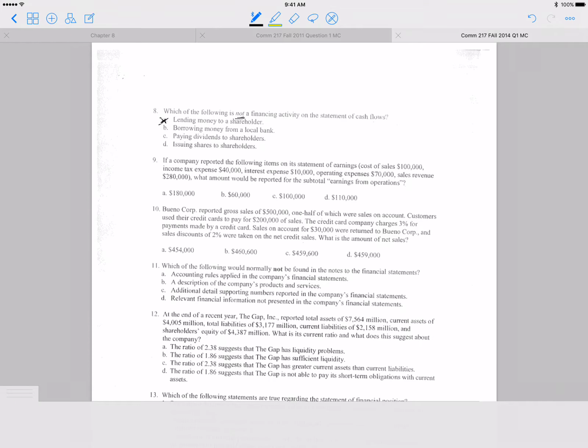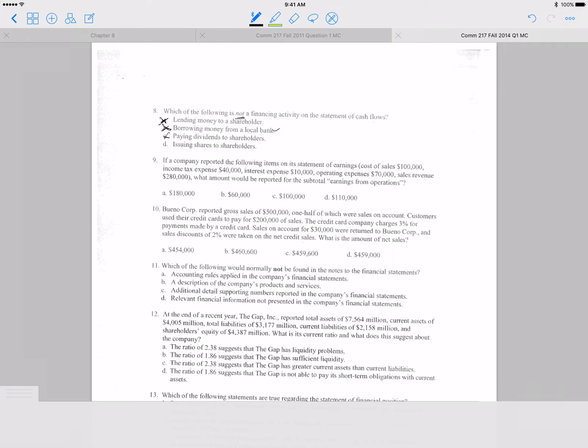B, borrowing money from a local bank. So you're borrowing money, which is increasing your debt. So that's correct. So that would not be it. Paying dividends to your shareholders. So you're paying dividends to your shareholders as part of your operational business. So it helps you finance your company. So that is correct also. So that's not the answer.